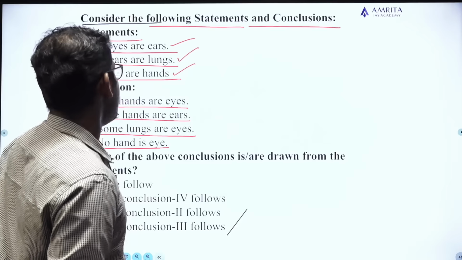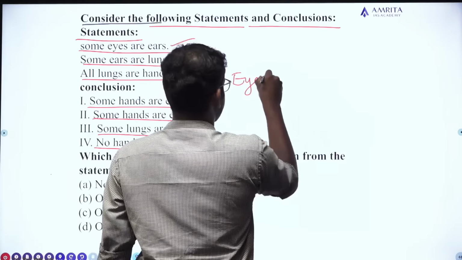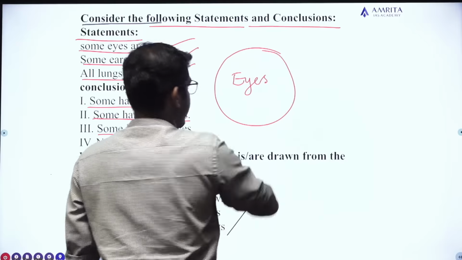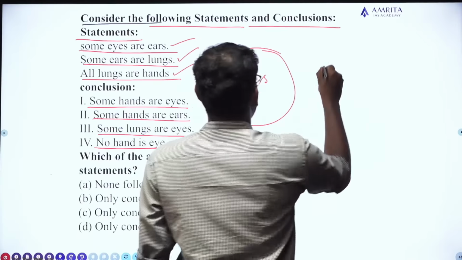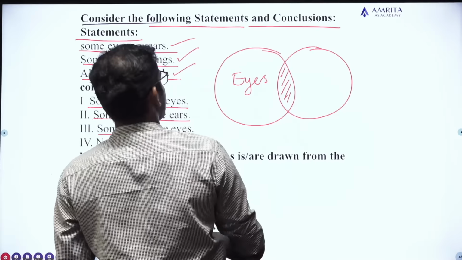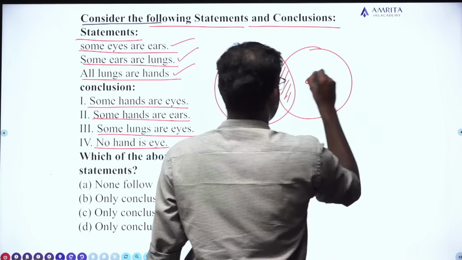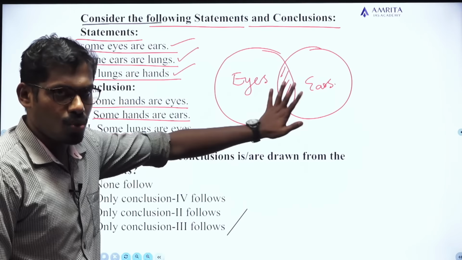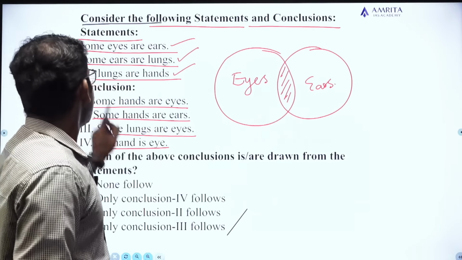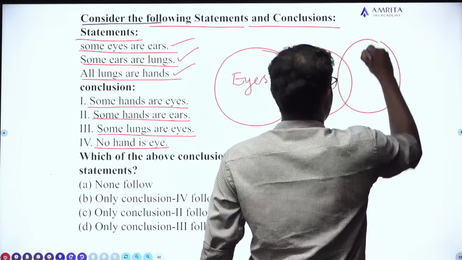First one, some eyes are ears. This is eyes. Some eyes means these are some eyes. Some eyes are ears. This is how to draw the Venn diagram. Next one, some ears are lungs.